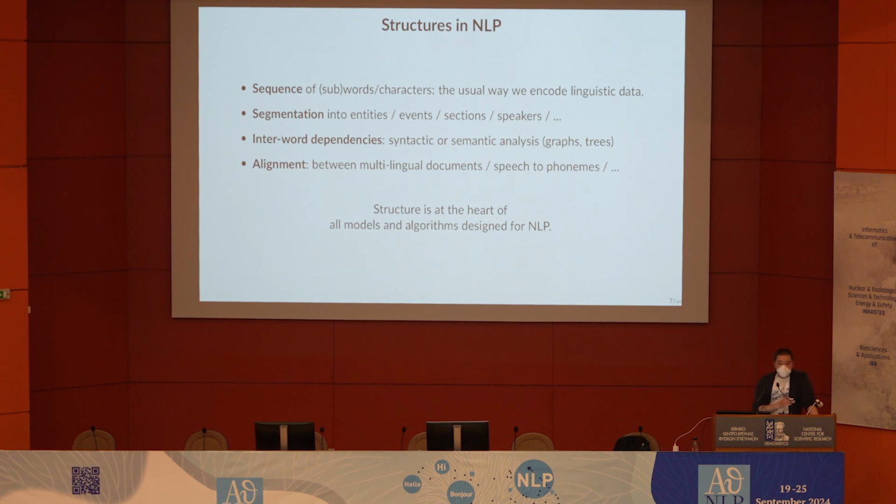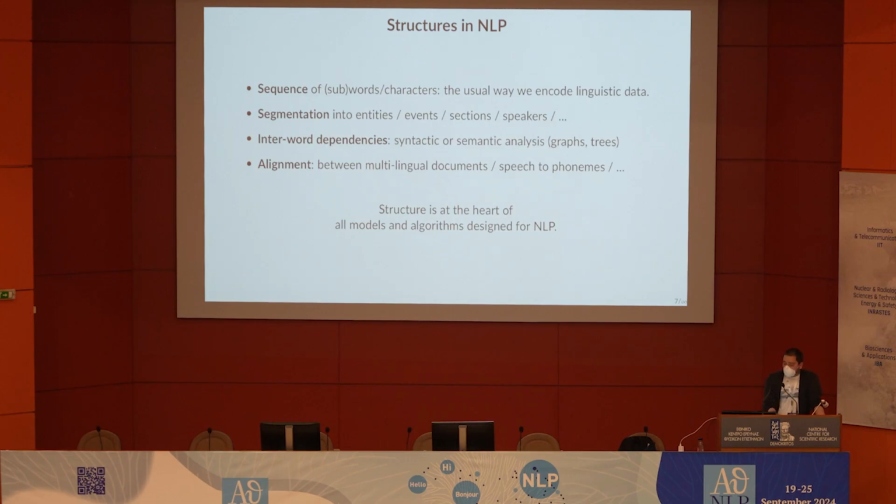For instance, segmentation. That means breaking up a sequence into smaller segments that correspond to things like entities, maybe events, maybe sections of a bigger document, speakers in a recording if you want to extract only the part spoken by one person, and so on. At maybe an even higher level, you can have inter-word dependencies. This used to be a lot more popular a few years ago when I was getting started. Things like syntactic or semantic analysis, often called parsing, when you have relationships between words that help you disambiguate things. We won't get too much into this today. And alignments, which I also showed you visually here. These alignments also appear in NLP.